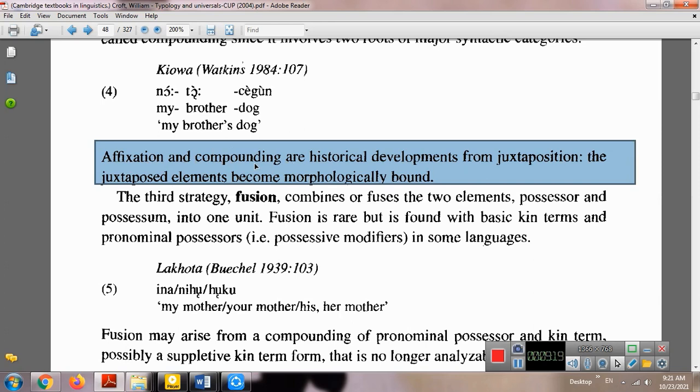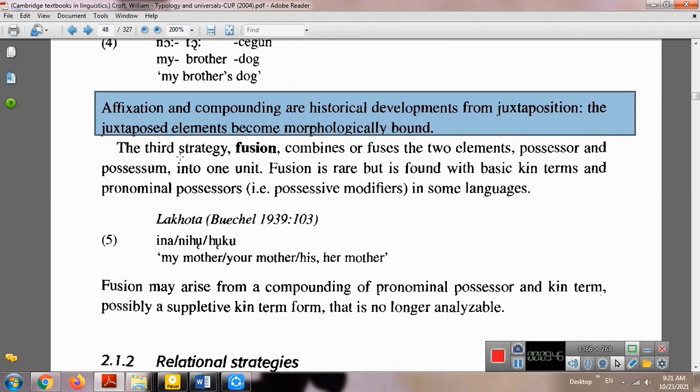Affixation and compounding, which belong to the second strategy, are historical developments from the juxtaposition, which was the simple way to express the possessive construction. How did this happen? The juxtaposed elements become morphologically bound. You should know that.